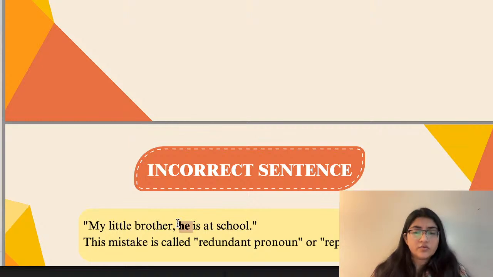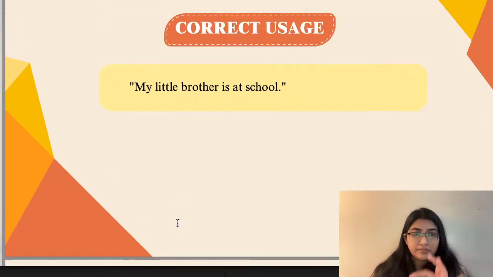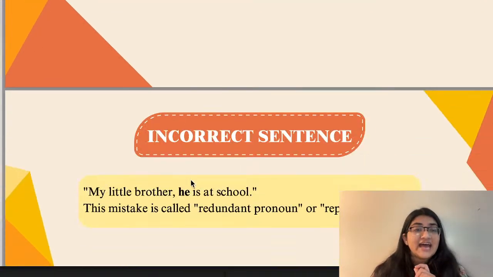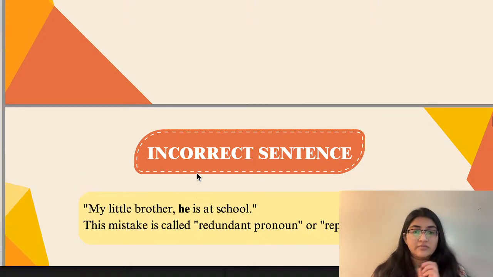Two subjects are not required. When you're talking about a person, you've already mentioned it as a noun. No need to place it as a pronoun. So simply say that my little brother is at school. Instead of saying my little brother, pause, he is at school, which is incorrect. You do not require two subjects. Do not repeat your subject. It is redundant. Now, what is the meaning of this word redundant? In one word, if you want to describe this word redundant, how will you do it? Redundant.